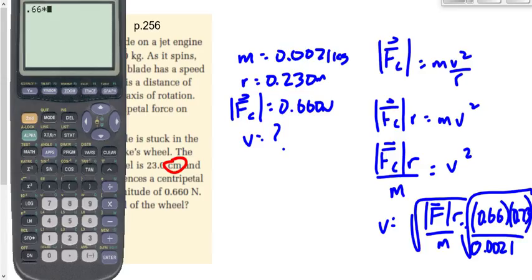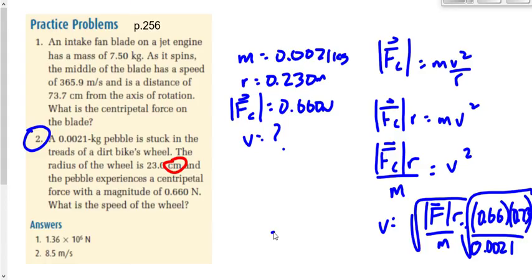0.66 times 0.23 divided by 0.0021. Let's square root that. We end up getting 8.5. How many digits should it be? Yeah, look at this. This is only 2 digits, right?